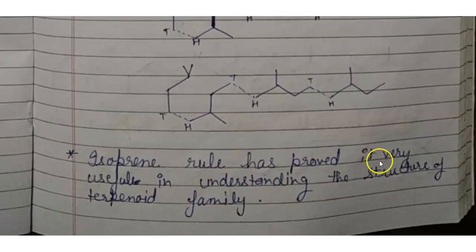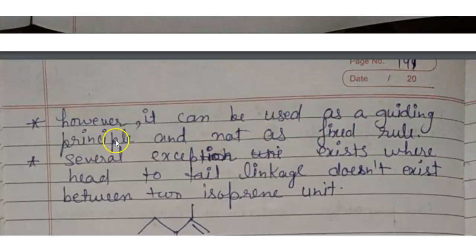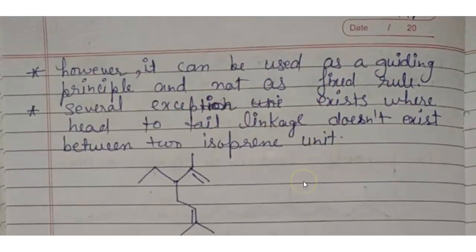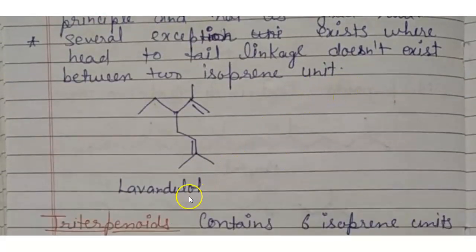The isoprene unit has proved very useful in understanding the structure of the terpenoid family. However, it can be used as a guiding principle and not as a fixed rule. Several exceptions exist where head-to-tail linkage does not exist between two isoprene units. Lavandulol is an example.